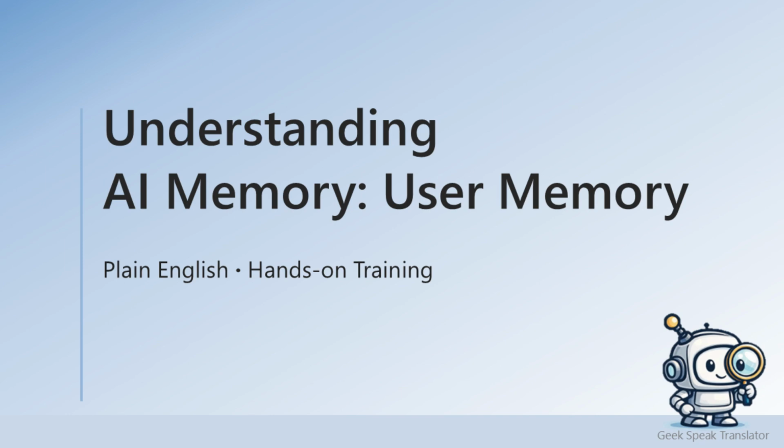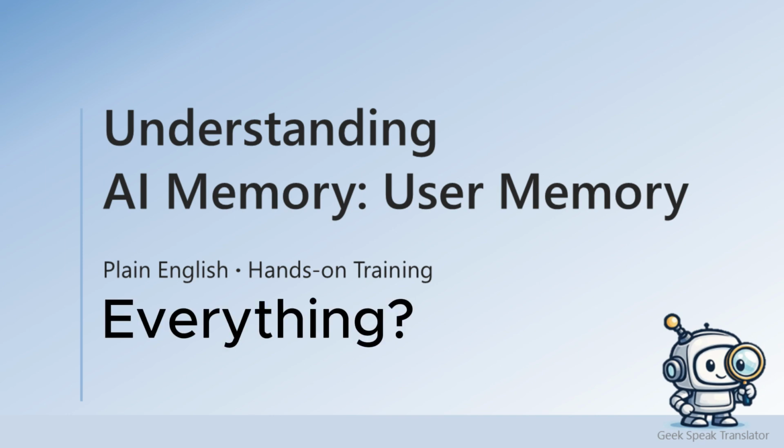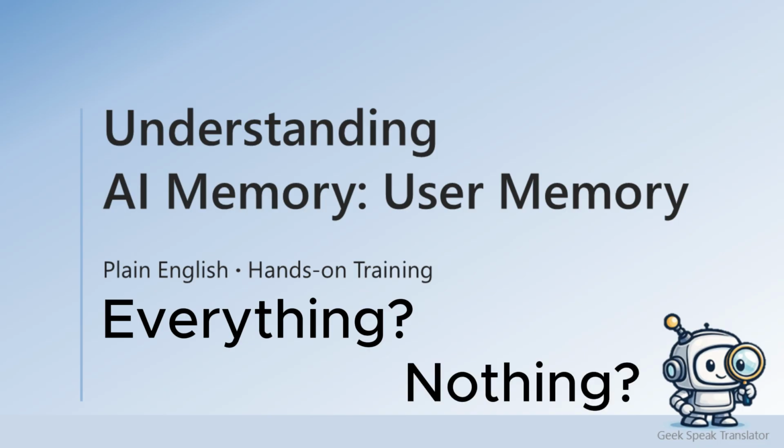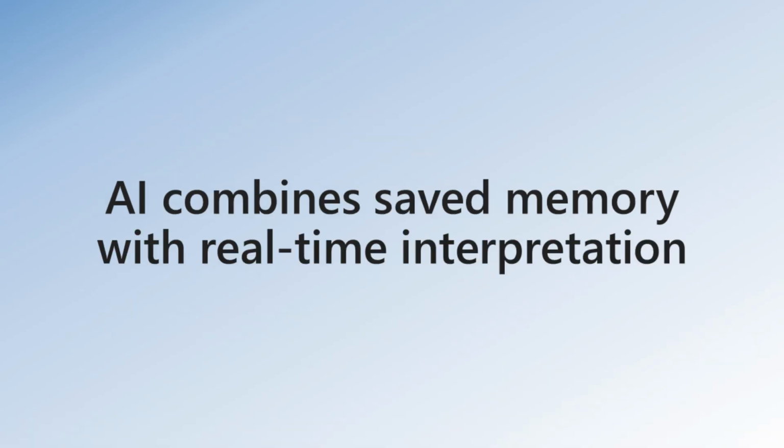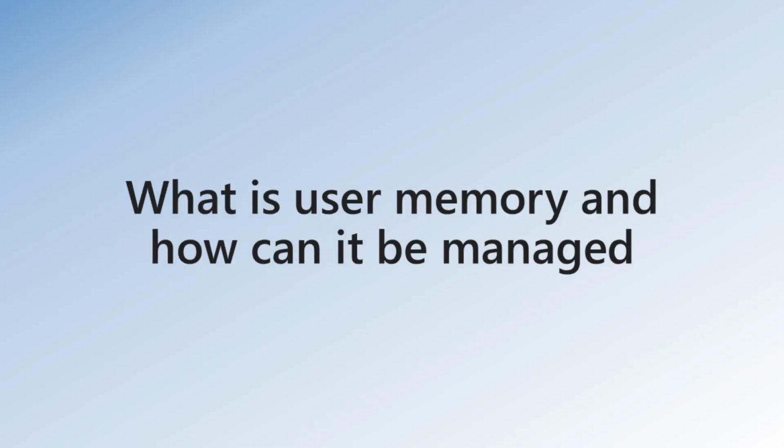Most people aren't sure what ChatGPT actually remembers about them. Some assume it remembers everything, others assume it remembers nothing. The reality is, most of the time, it's actually combining saved memory with real-time interpretation, and you can control it. In this video, I'll show you exactly what user memory is, how it works, and how to manage it so AI actually becomes more useful over time.